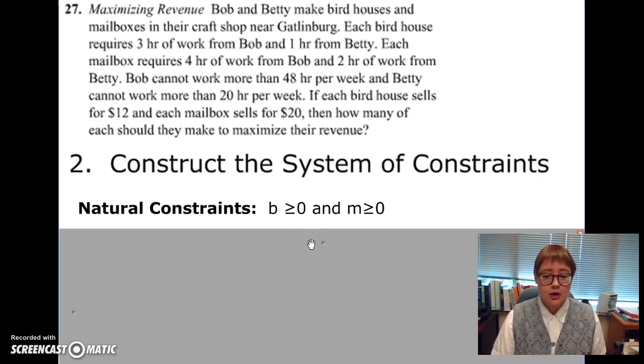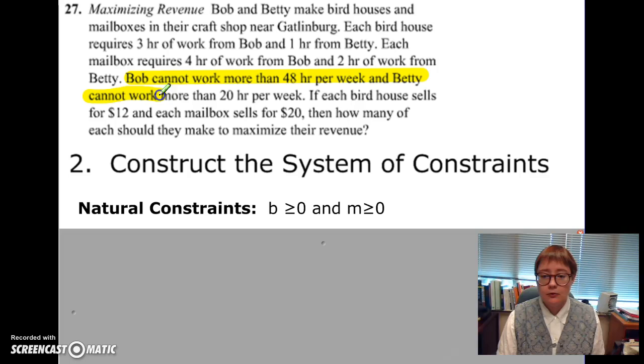Now, there are other constraints in this scenario that we need to pull from the paragraph. So this is where we go back to the beginning and start looking at the limitations that we have. It says that each of the birdhouses requires 3 hours of work from Bob and 1 hour of work from Betty. Each mailbox requires 4 hours of work from Bob and 2 hours of work from Betty. It says that Bob cannot work more than 48 hours per week, and Betty cannot work more than 20 hours per week.